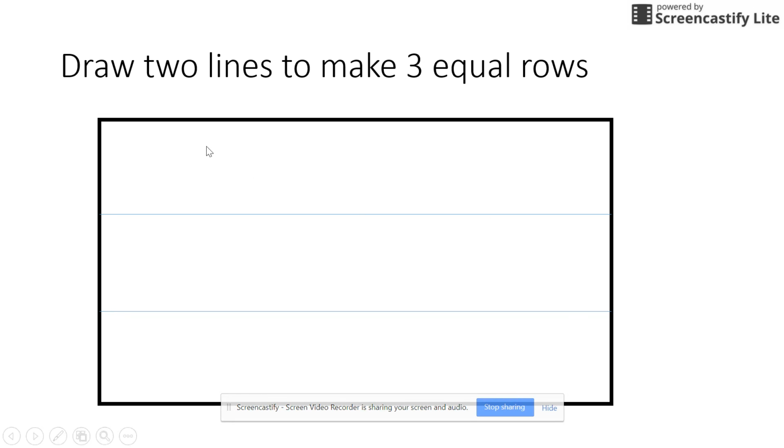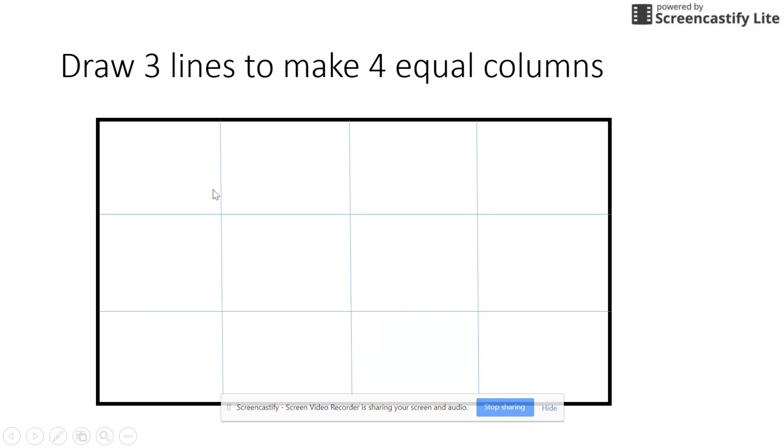So what I have my students do is take a blank sheet of paper, turn it sideways, and draw two lines to make three equal rows. And then I have them draw three vertical lines to make four equal columns. That sounds easy enough, but it takes a lot of practice before some kids get a hold of it.